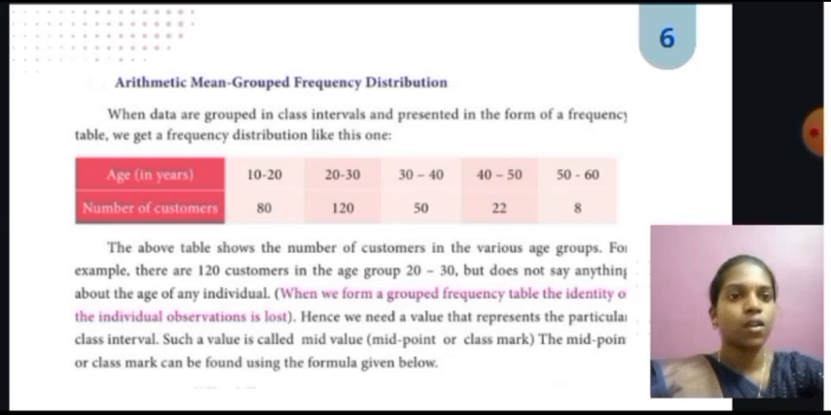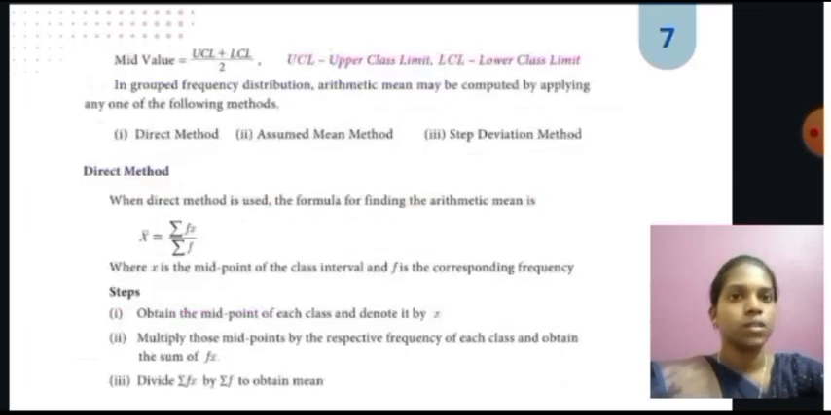Hence, we need a value that represents the particular class interval. Such a value is called mid-value, midpoint or class mark. The midpoint or class mark can be found using the formula given below. Mid-value equal to UCL plus LCL divided by 2, where UCL equal to upper class limit and LCL equal to lower class limit. In group frequency distribution, arithmetic mean may be computed by applying any one of the following methods.